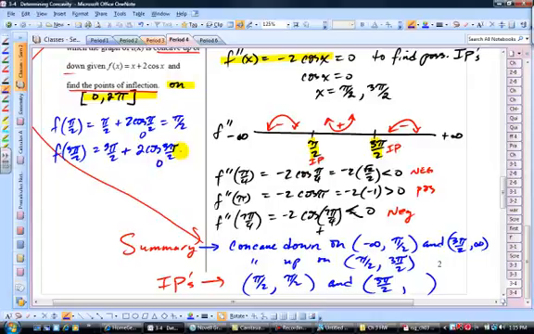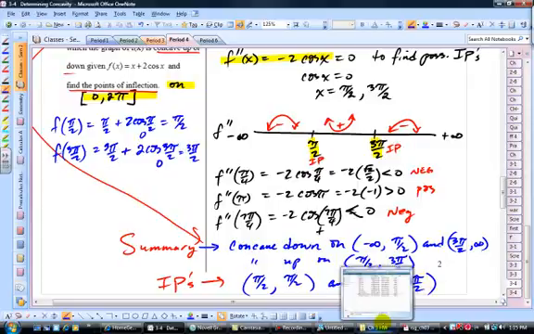Okay, and again, that's 0 there. So you get 3 pi halves here. Okay?